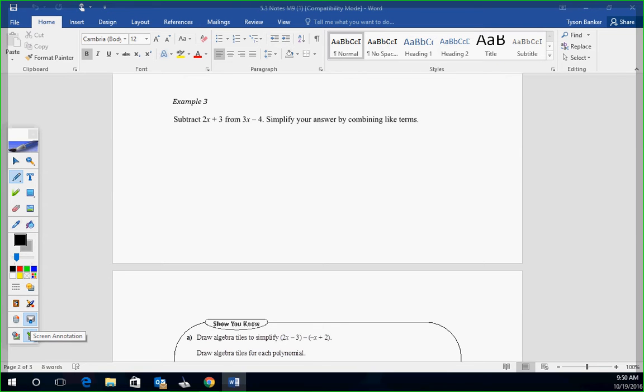We're all good? Okay. So this is where it gets a little bit tricky. We're going to subtract 2x plus 3 from 3x minus 4 by combining like terms.